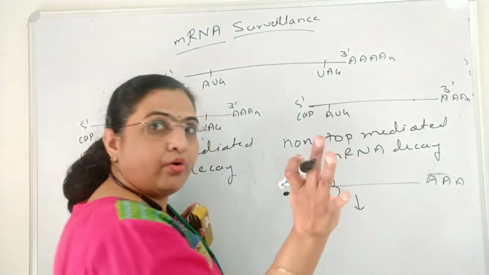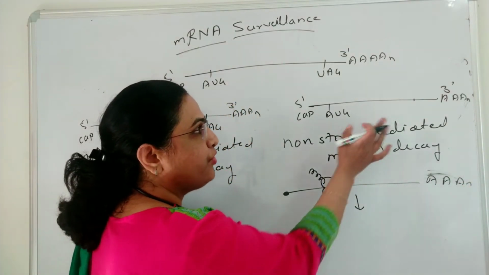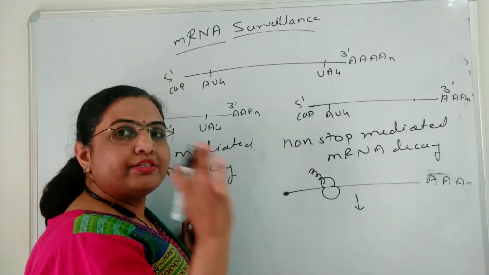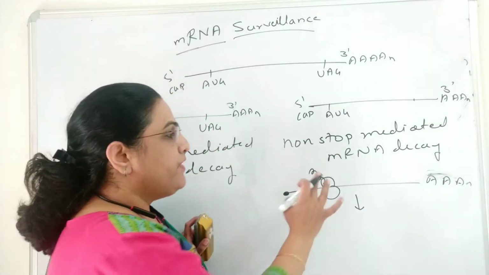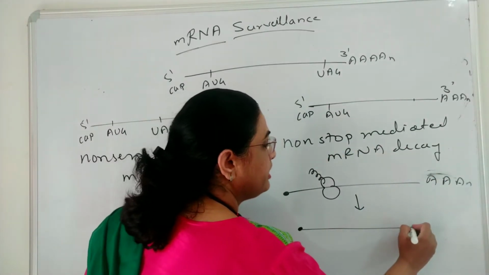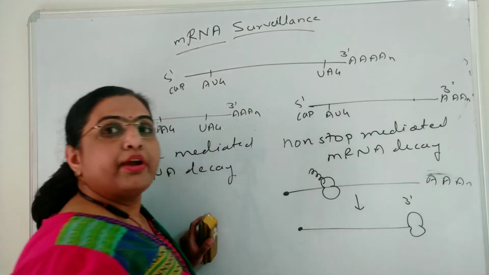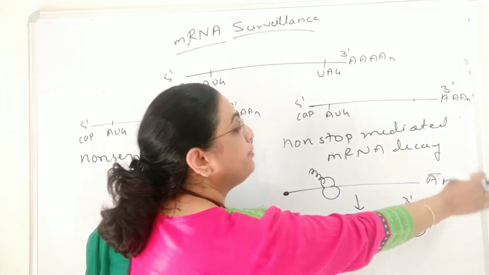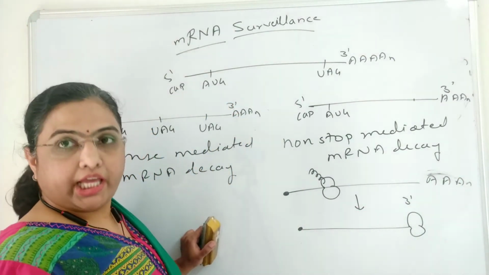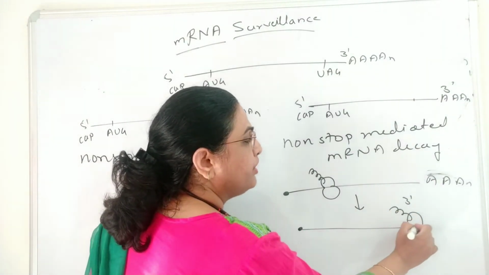Now observe this mRNA, and you find that there is no stop codon. So the ribosome is not going to stall at any place. It will go further. Can you tell where it will go? It will go into the 3' poly A tail, and it will go up to the end of the poly A tail, at the last residue of A. And after going there, what will happen?